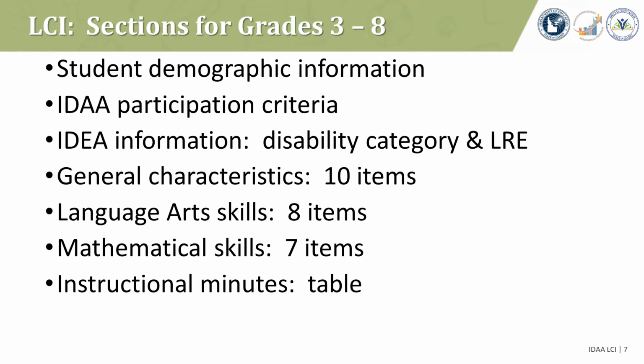The LCI for grades 3 through 8 includes student demographic information, the 4 Idaho Alternate Assessment Participation Criteria, and IDEA information related to disability category and least restrictive environment. There are 10 questions about a student's general characteristics, like vision, communication, hearing, motor skills, and the like. There are 8 questions about a student's reading and writing skills and knowledge, and 7 questions about their math skills and knowledge. The final item is a table you complete with the number of instructional minutes a student receives in each content area per week.